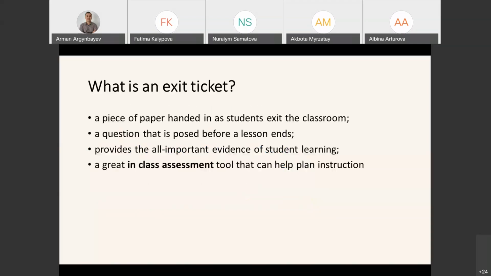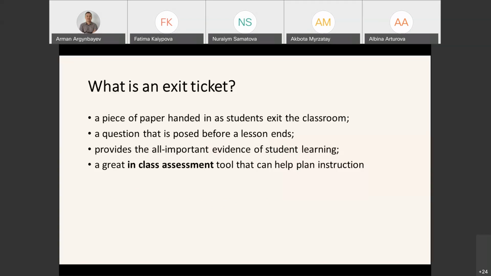All right, an exit ticket is a kind of formative assessment that we can use. What is it? Actually, it's a piece of paper handed in by students to their teachers when they exit the classroom. So when the lesson ends, they just give the ticket to their teachers. It has some questions concerning the lesson. They're specific, and there are usually no more than 3 questions.